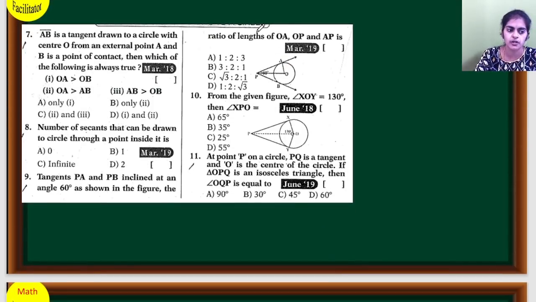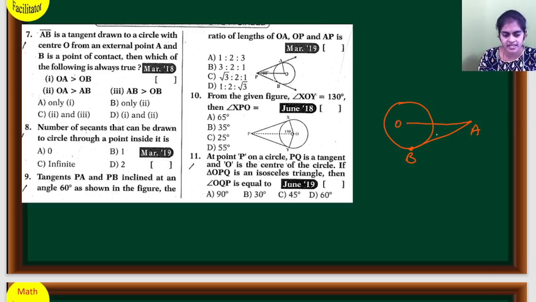AB is a tangent drawn to a circle with center O from an external point A and B is the point of contact. Then which of the following is correct? So B is the point of contact and A is the external point, and the center is O. Always, if O is the center, OA is the hypotenuse, isn't it? So the hypotenuse is always greater than AB and OB. So OA is greater than OB is also correct, and OA is greater than AB. Both are correct, so 1 and 2 are correct. So option D is correct.